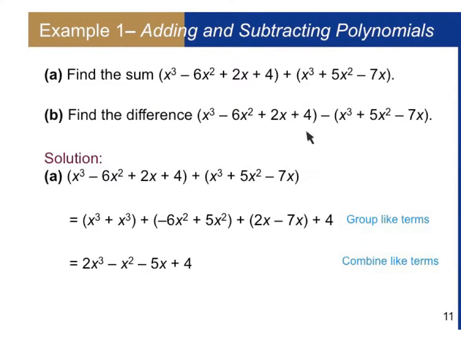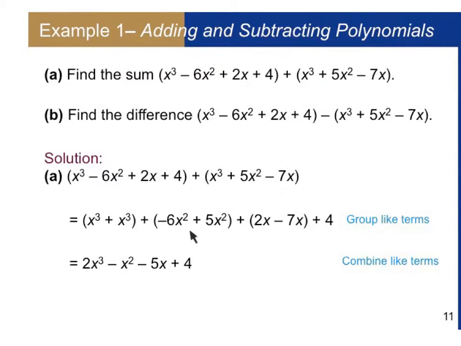Okay, so here's an example where we're adding and subtracting polynomials. We're taking the sum of this one, x cubed minus 6x squared plus 2x plus 4, plus x cubed plus 5x squared minus 7x. So we can combine our like terms here. We have 2x cubed there.